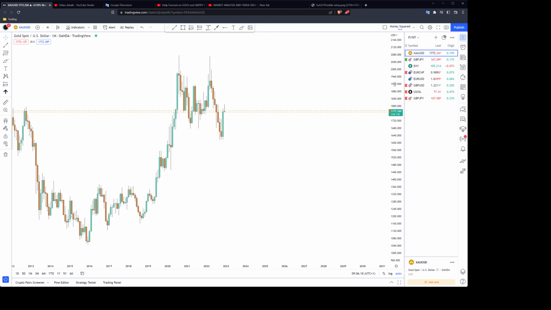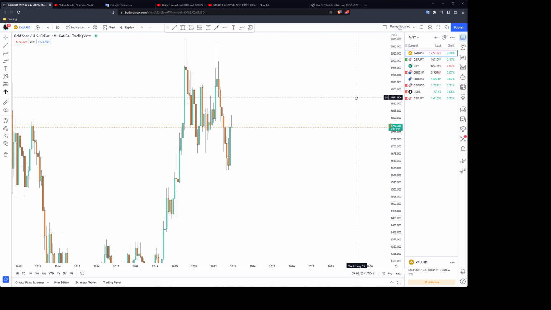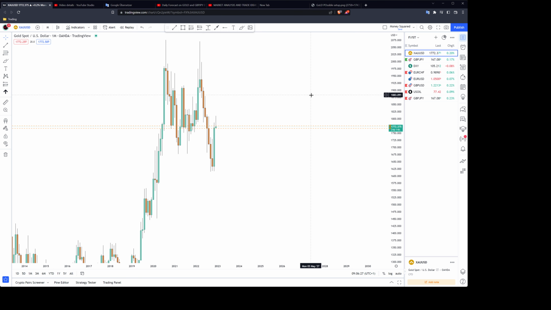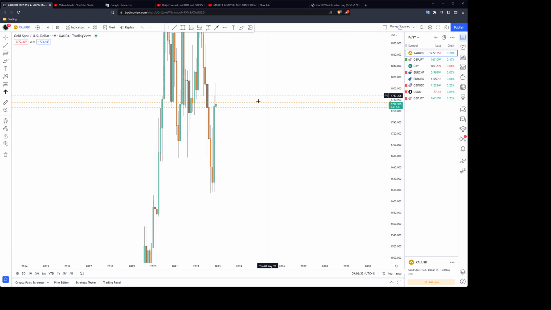Let's go ahead and do a top-down analysis for the monthly time frame for gold and GJ for our YouTube daily forecast video. As you can see, on the monthly we start to reject these areas and start to come down, possibly to create a lower wick, and we come up and we tap this demand zone area here created from this candle.